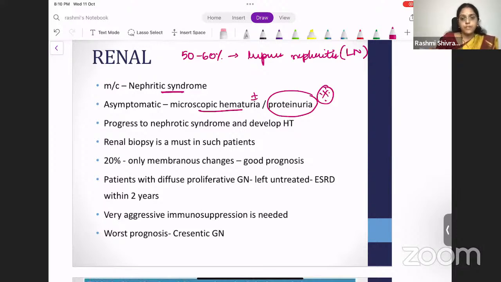What happens if you leave it untreated? It will go on to increase, and based on the class of the lupus nephritis, the patient can present with a nephrotic syndrome also. Initially, we call it a nephritic syndrome, but the patient can progress to a nephrotic syndrome based on the class of lupus nephritis. The patient can also develop hypertension.